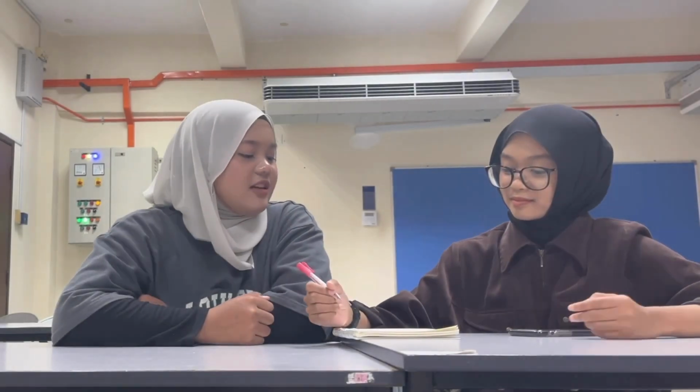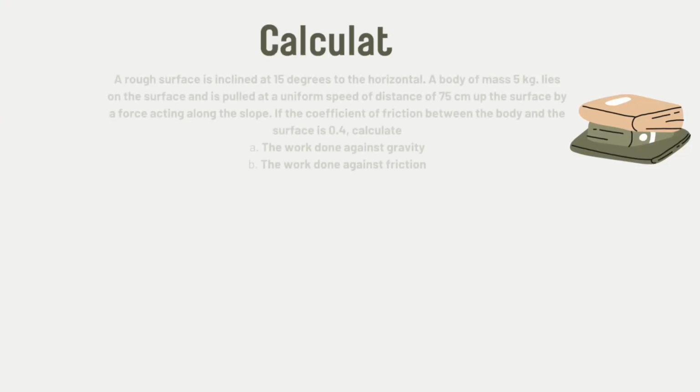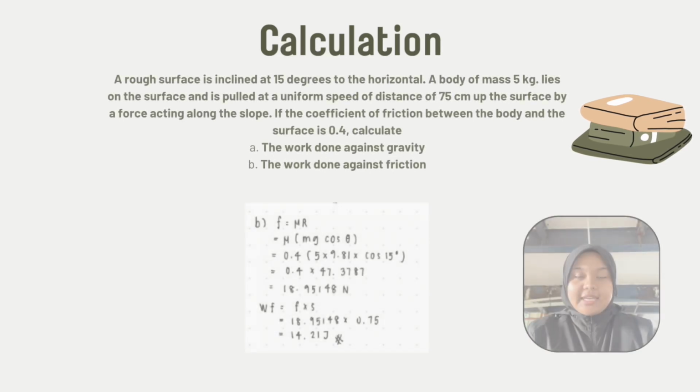Okay, that's all. Wow, so it takes 9.5 joules just to fight gravity? Exactly. Next, we calculate the frictional force. Okay, let's go. Next, we calculate the work done against friction.